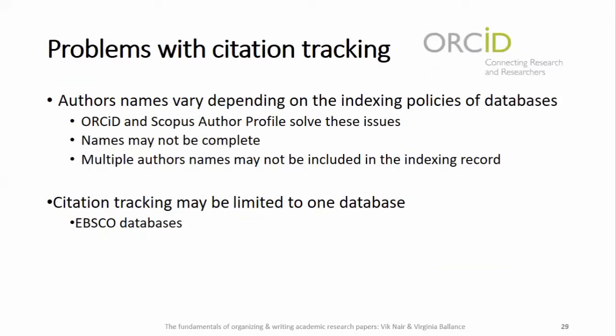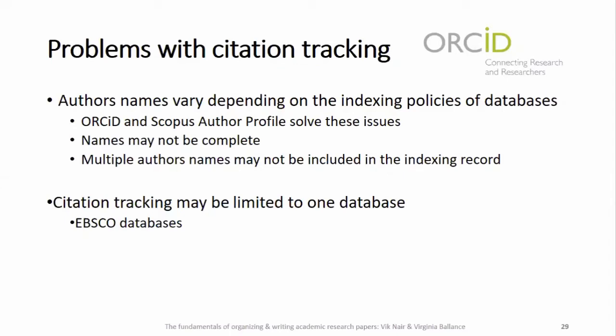But there are some little problems that you should be aware of with citation tracking. Authors' names may vary depending on the indexing policies of the databases. For instance, certain databases only include the surname and the one initial. So if your name is John Smith, Smith, J, might be a name which appears many, many times in the database. So that's not helpful.